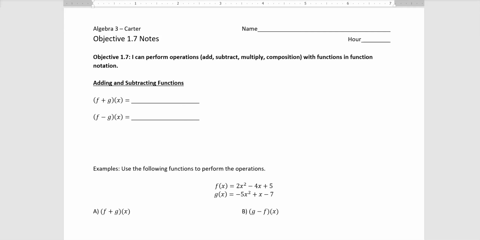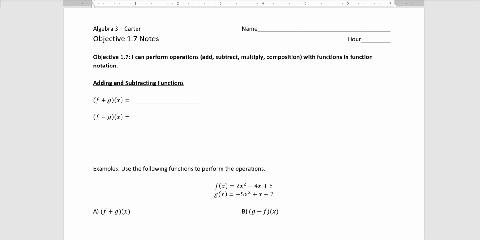Yes! And welcome to our Objective 1.7 notes. Now, Objective 1.7 says I can perform operations, add, subtract, multiply, and composition with functions in function notation. So, today's notes, we're going to talk about how to do all of those and get some practice in, make sure we're good to go so that we have a really solid understanding of this objective.